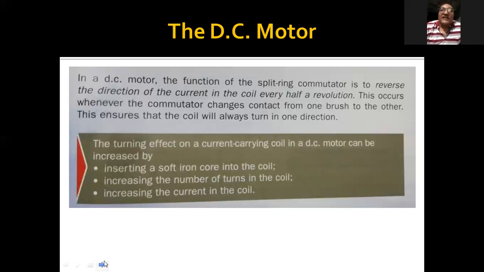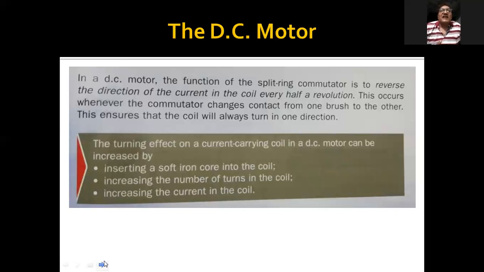Another way of increasing the turning effect of the current carrying coil in a DC motor is by increasing the number of turns. In the design which we have studied, we have used only a single turn of the coil. But in real life, in practical life, we do not use a single turn. We use hundreds and thousands of turns. So increase the number of turns of the coil. The more the number of turns of the coil, the more will be the turning effect of the motor. Okay. And the third factor on which it depends is the current in the coil.